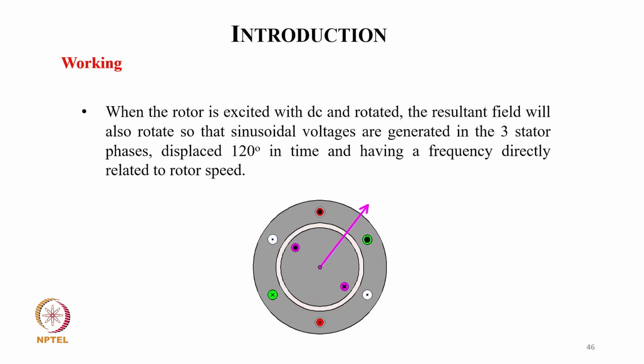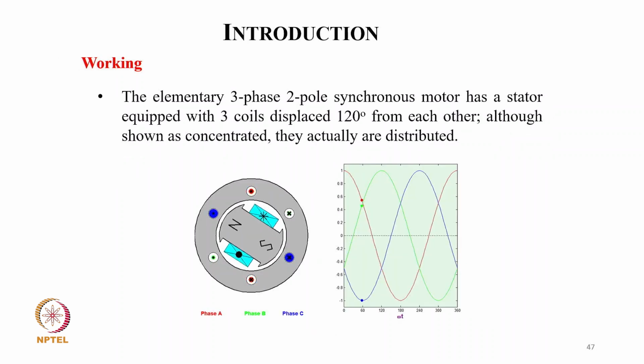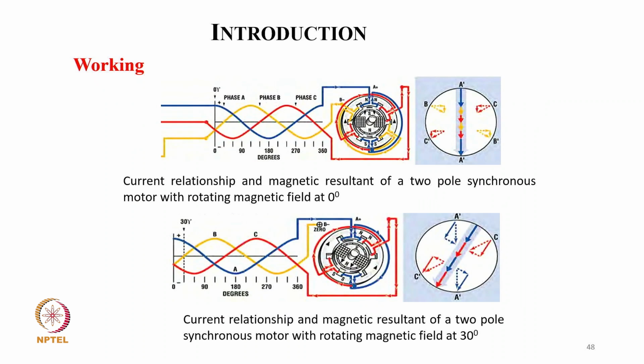Now coming to the introduction. Typically, when a rotor is excited with DC and rotated, the resultant field also rotates, so that sinusoidal voltages are generated in three phases displaced 120 degrees in time, having a frequency directly related to the rotor. The element is a three-phase two-pole synchronous motor, which has a stator with three coils which are 120 degrees from each other. Although shown concentrated, they are actually distributed. So this is typically how it works.